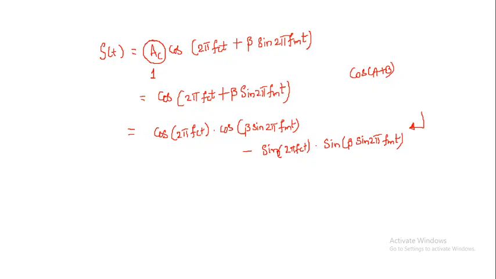So let us see how to build this. We will go step by step. First we will try to create this one, beta sine 2 pi fmt. Then using cos and sine blocks, we will try to build this cos of beta sine 2 pi fmt. And then we will multiply these two. Again we will build the multiplication between these two, and then finally we subtract. This is the flow we will be following.